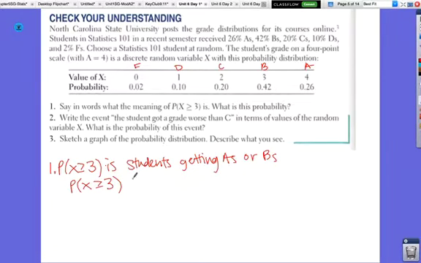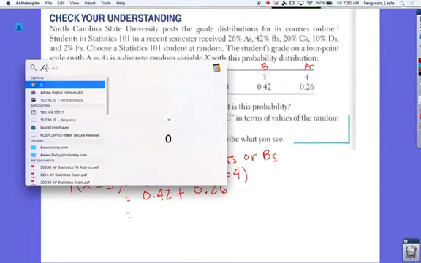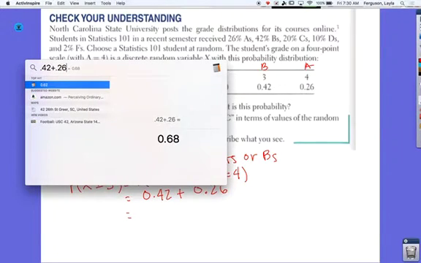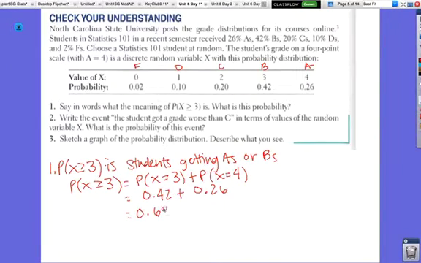So the probability that X is greater than or equal to 3 would be the probability that X was equal to 3 plus the probability that X was equal to 4. So we can see in our table that the probability X is equal to 3 is 0.42. And the probability X is equal to 4 is 0.26. If we add those together, we get 0.68. Or about 68%.